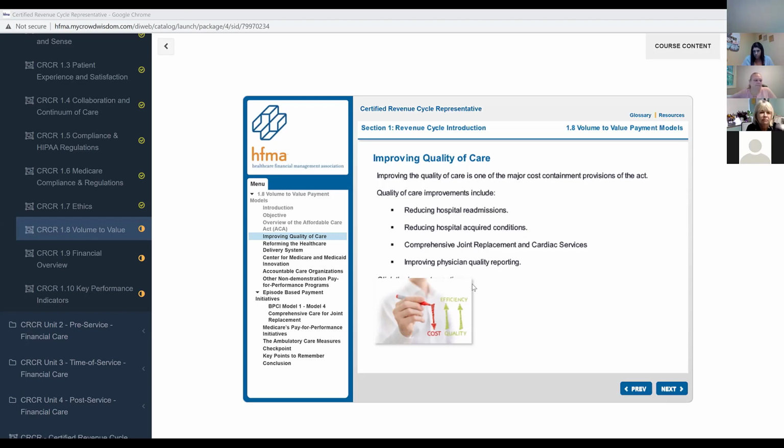Yes. Okay. All right. So another cost containment provision of the ACA is the establishment of ACOs and to develop new approaches to payment and delivery system through the Center for Medicare and Medicaid Innovation.